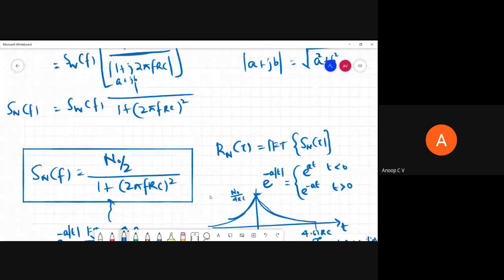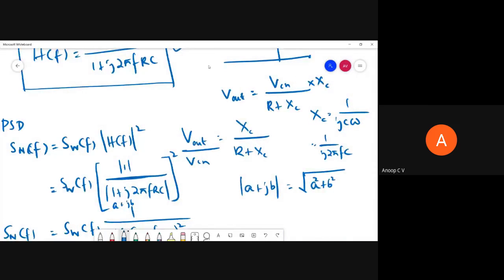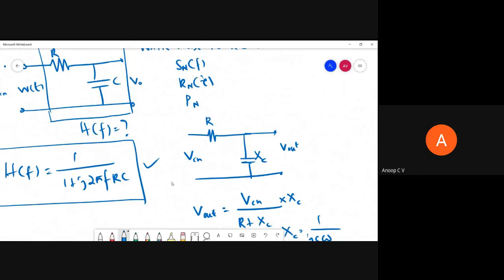The H of f of an RC low pass filter, if you plot it, will be something like this. And we have even found the output autocorrelation function. You know the 3 dB bandwidth of an RC low pass filter, or half power points: it corresponds to 1 by 2 pi RC and minus 1 by 2 pi RC. All these things you have already studied. So this is the 3 dB bandwidth of H of f.